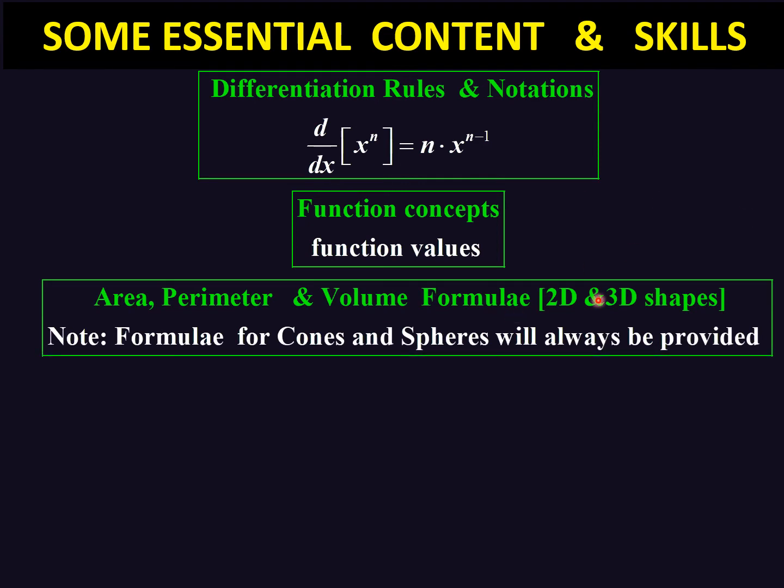Then, if there are going to be 2D or 3D shapes involved, the area, perimeter, and volume formulas you need to know. Except for formulas for cones and spheres. If there's an application pertaining to a cone or a sphere, the examiner must provide you with those formulas, right? But not a requirement if any other shape is used there.